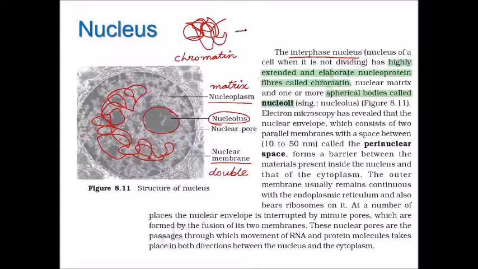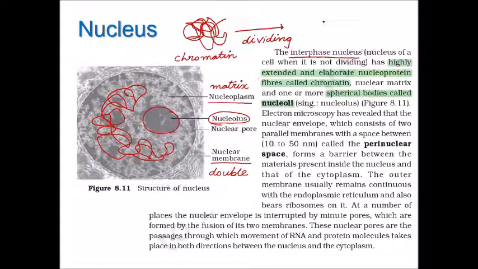Now, if the cell is going to divide or about to divide or the cell is dividing, what do you think will happen to this chromatin? What do you think will happen to this chromatin when the cell is dividing or about to divide? These will be converted to some other structure. Which structure? Chromosomes. Yeah, both of you are right. Chromosomes.